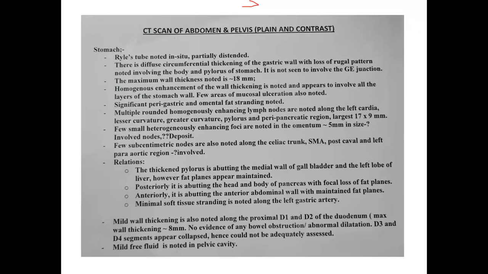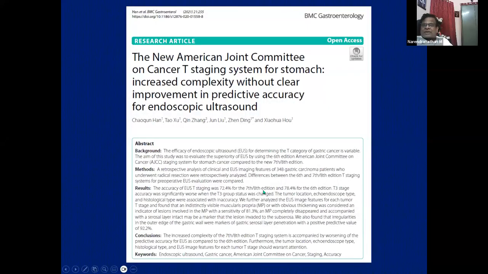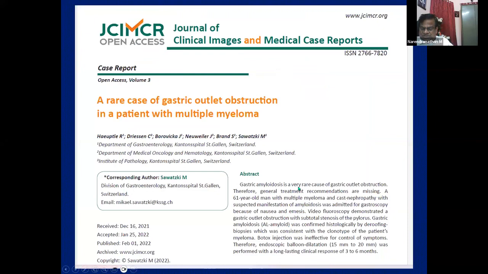Anything else, Professor Ismail? Can I ask a quick quiz for this? Oh no, this shows that US may not be that useful. How can multiple myeloma produce gastric outlet obstruction? It produces a diffuse infiltration. Suppose multiple myeloma produces diffuse infiltration of the cell. It is due to amyloidosis.